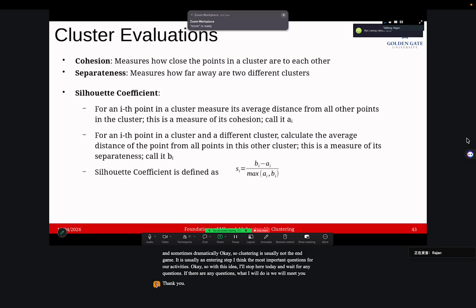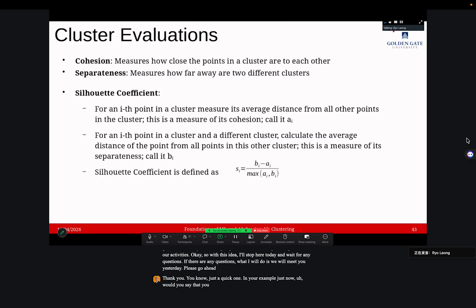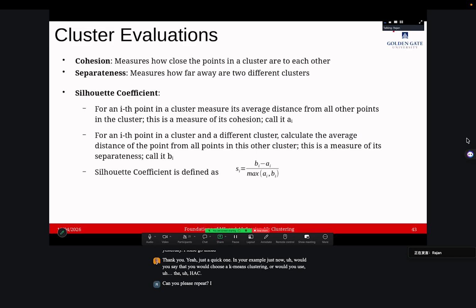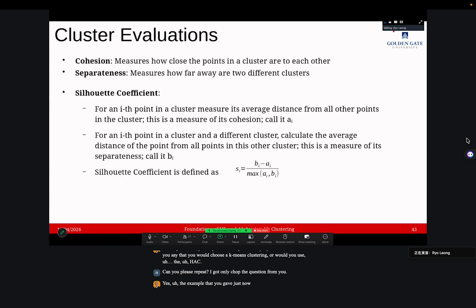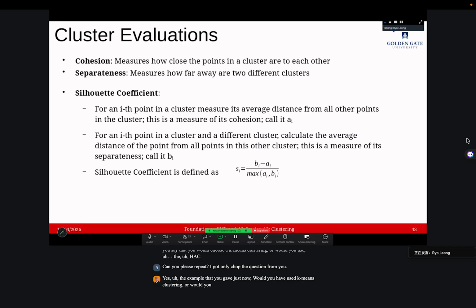Yes, Leon, please go ahead. Yeah, just a quick one. In your example just now, would you say that you will choose k-means clustering, or would you use the HAC? Rio, can you please repeat? I got only a chopped question from you. Yes, the example that you gave just now, would you have used k-means clustering, or would you have used HAC?